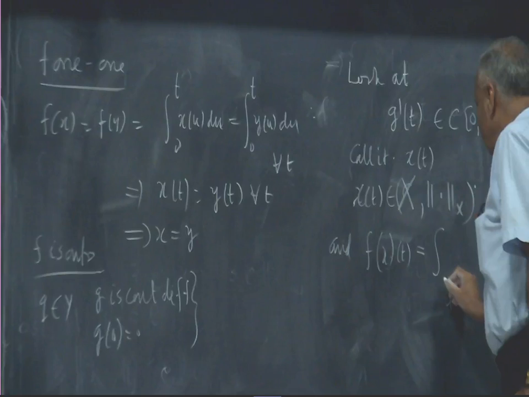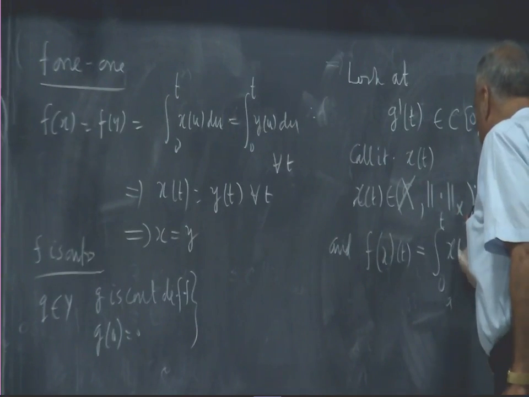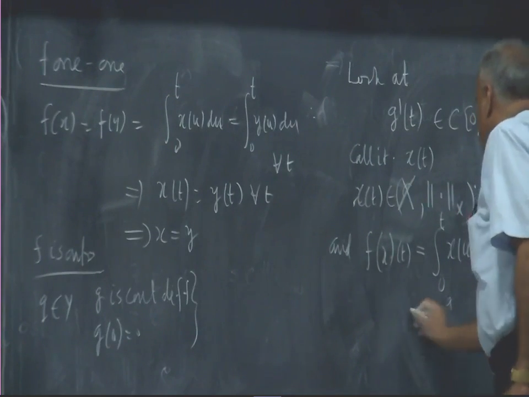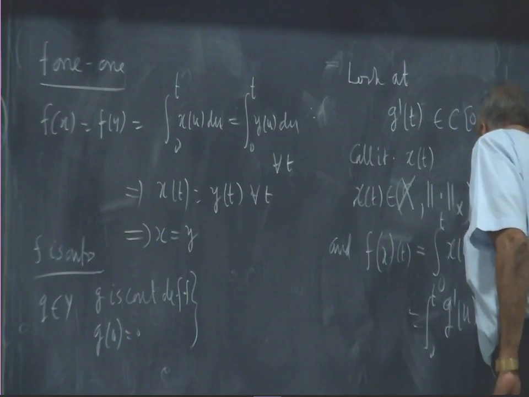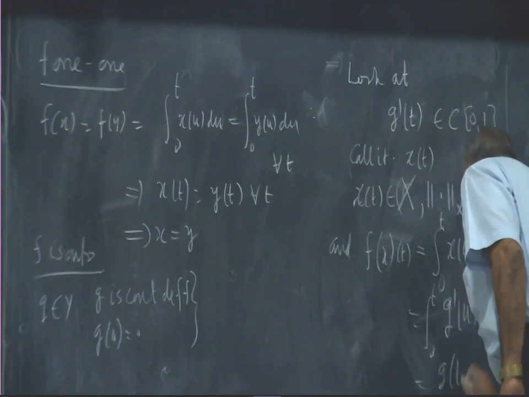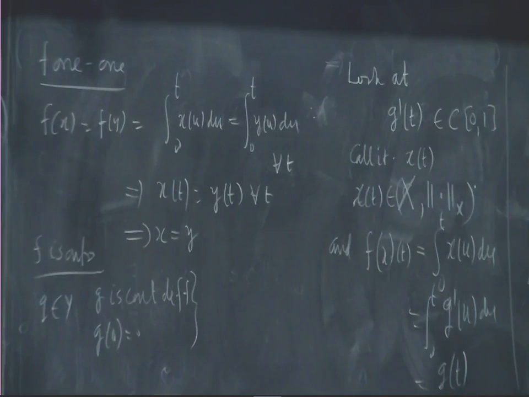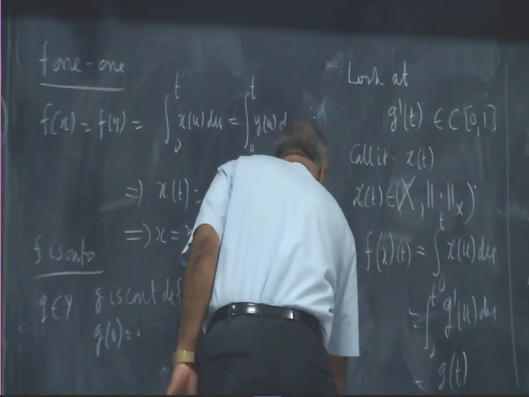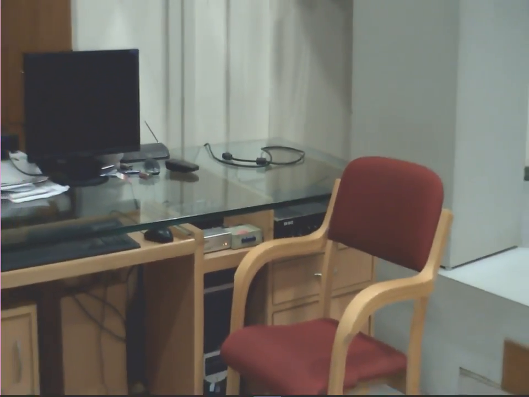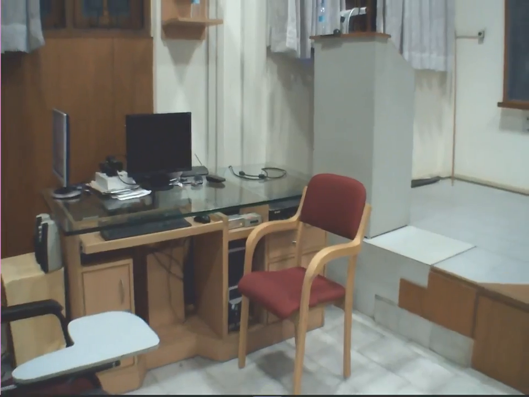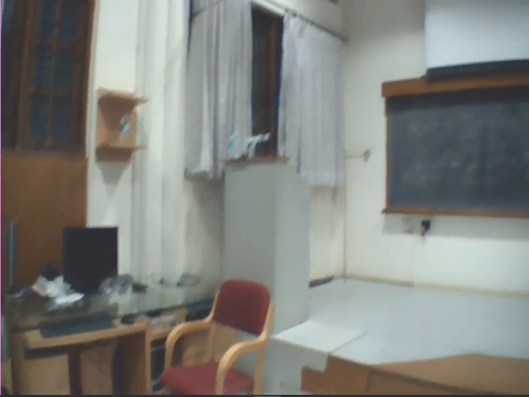By definition, that is the integral from 0 to t of x(u) du, but x is g prime(u) du, which is g of t minus g of 0. But what is g of 0? It is 0, so that is g of t. So therefore F of x is equal to g for every t. Therefore, for every g in Y there exists x in X such that F of x equals g. Therefore F is onto.